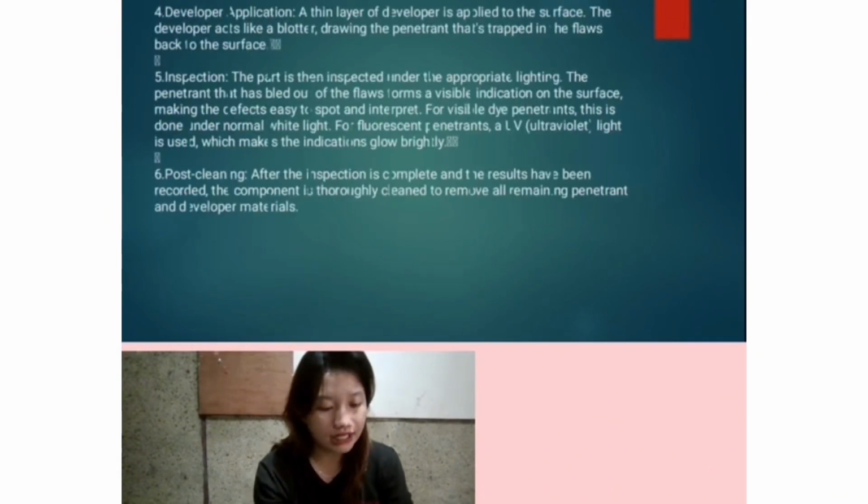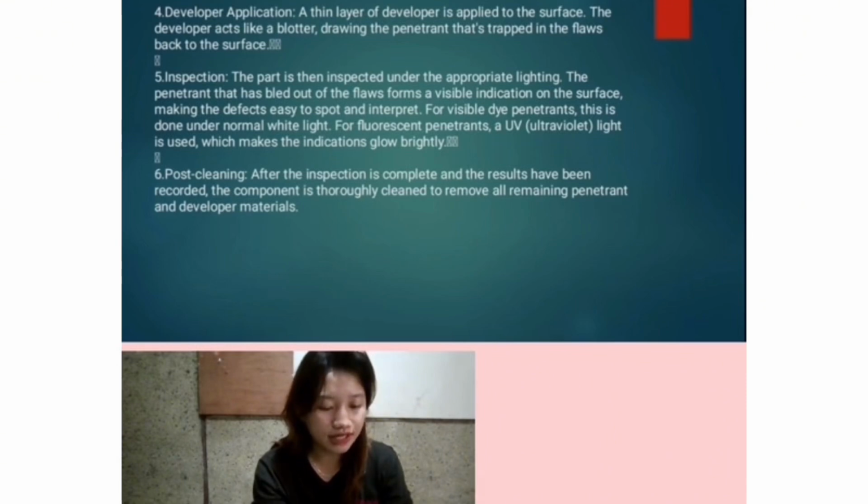So the fourth is developer application. A thin layer of developer is applied to the surface. The developer acts like a blotter, drawing the penetrant that's trapped in the flaws back onto the surface. So the fifth is inspection.